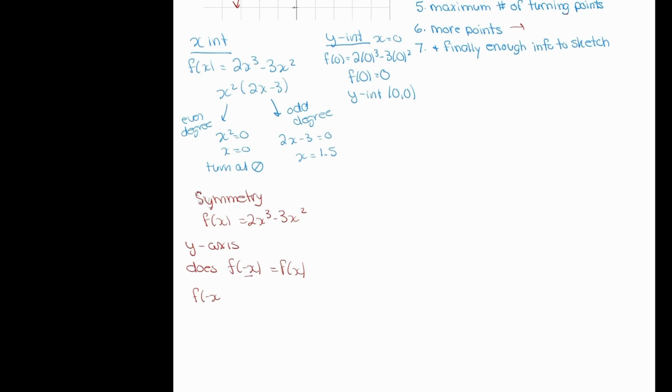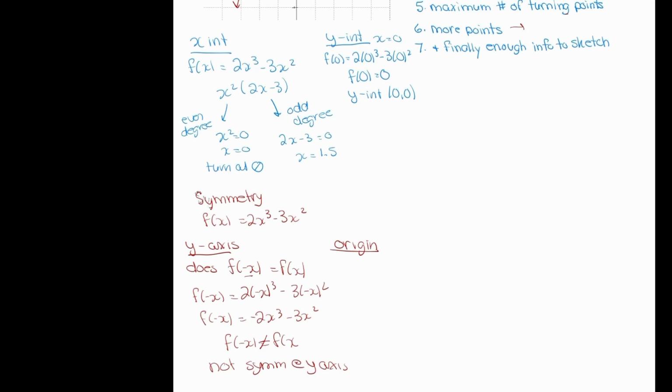If I plug a negative x value into my equation, I get 2 times negative x cubed minus 3 times negative x squared, which gives me negative 2x cubed minus 3x squared. So my negative x value does not equal my parent function, therefore it's not symmetrical around the y-axis. Now let's do the same thing around the origin.